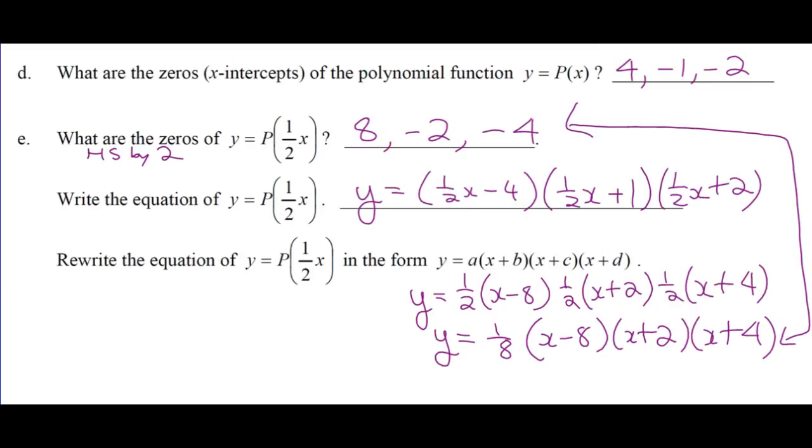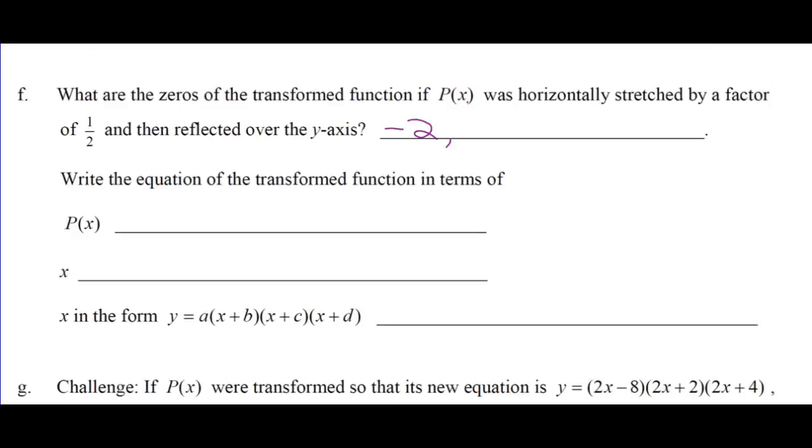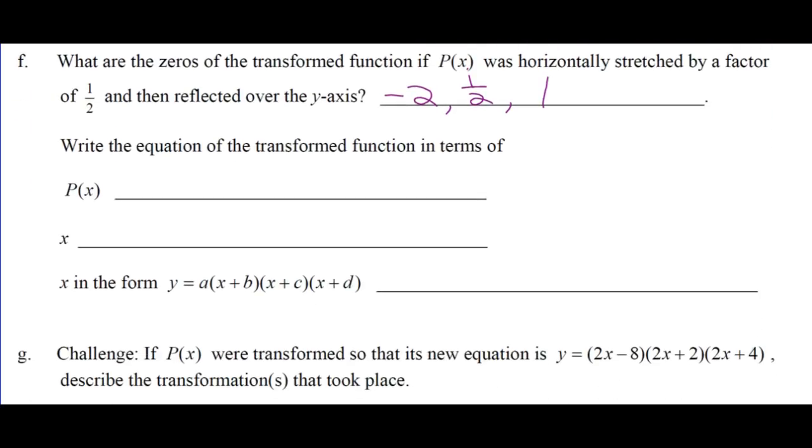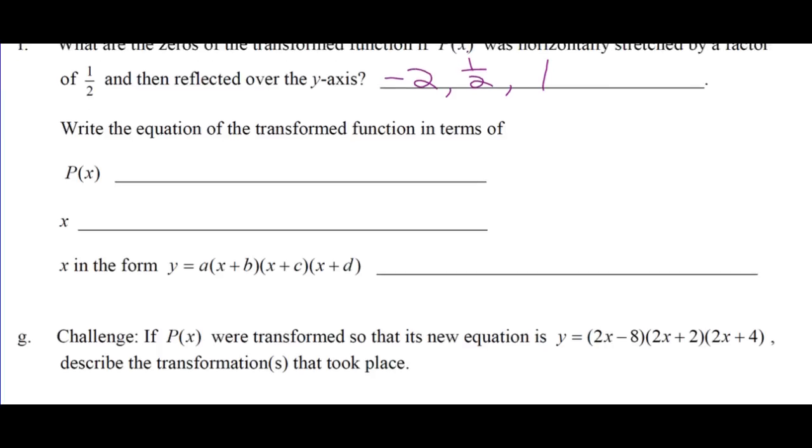So, -1, half of that is -1/2, reflected over the y-axis will be +1/2. Okay, so +1/2, and the other one was -2. Half of that is -1, reflected is +1. Write the equation of the transform function in terms of p of x.